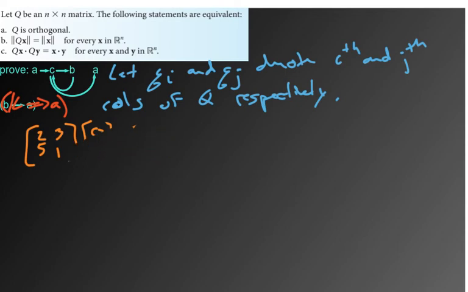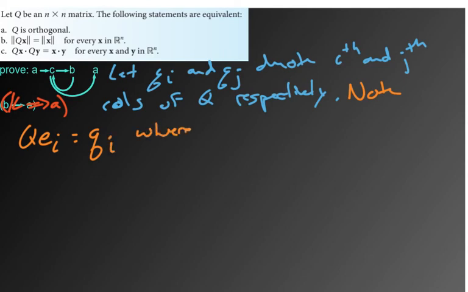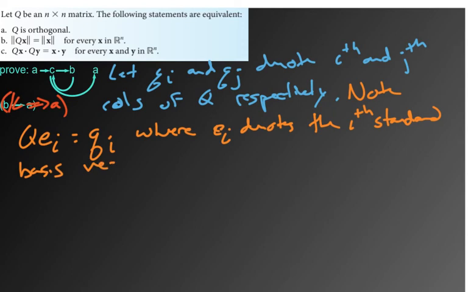More generally speaking, if we use that standard notation where e sub i is the ith standard basis vector, we could say something like this. Note Q times e sub i equals Q sub i, right? Where e sub i denotes the ith standard basis vector, right?